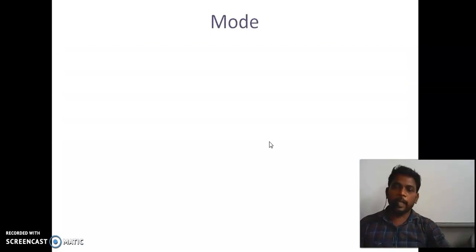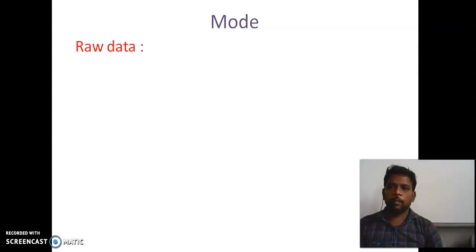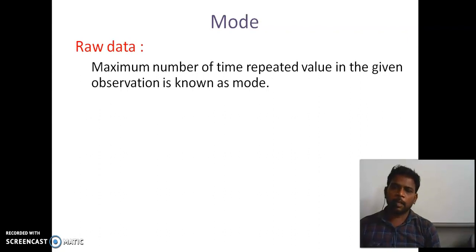Let us look at the next one. Next we are going to see about mode. So what is mode? Here also three types of data are available: raw data, frequency distribution, and grouped data or continuous data. First, raw data: the value repeated the maximum number of times in the given observation is known as the mode.